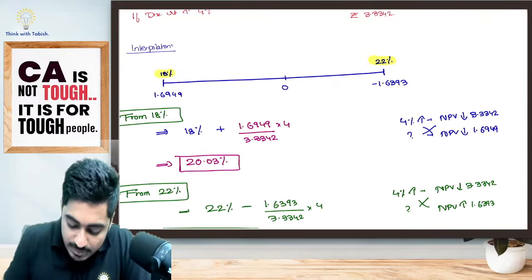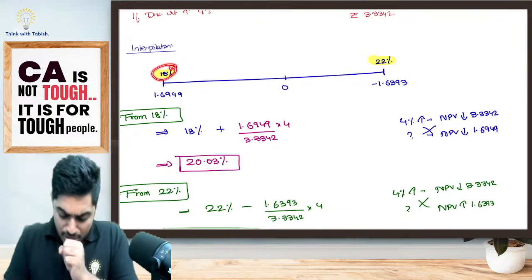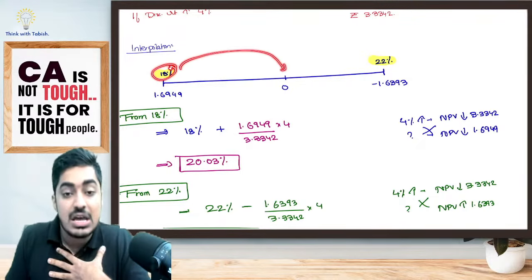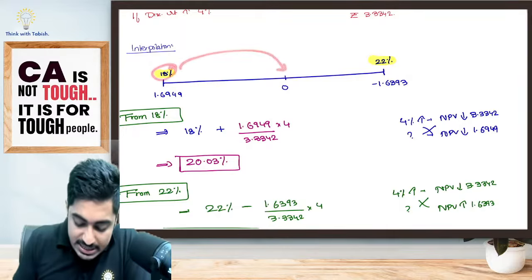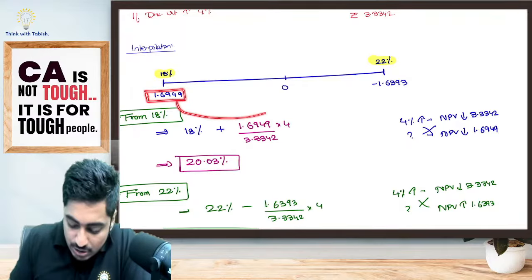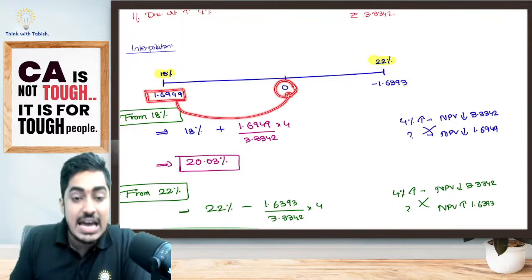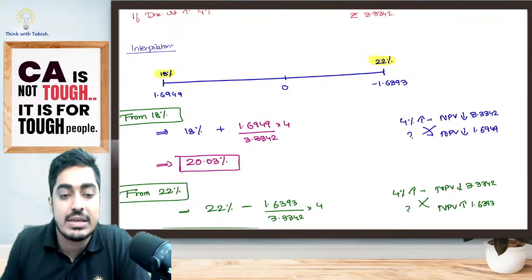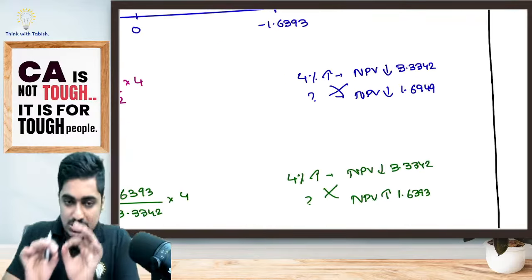Now I am going from 18%. I am telling, boss, am I earning 18%? Yes, sir, I am earning a bit more than 18%. How much more do I want? Sir, at 18%, my NPV is 1.6949. I want it to become 0. That means I want my NPV to reduce by 1.6949. Yes or no? Simple logical explanation.